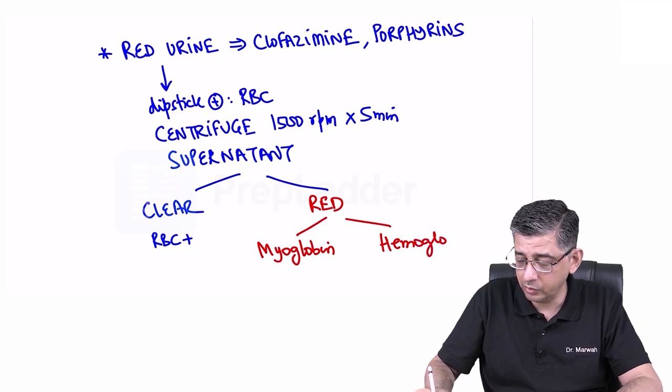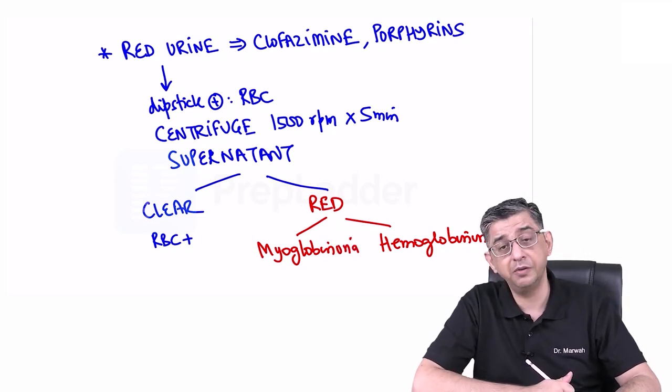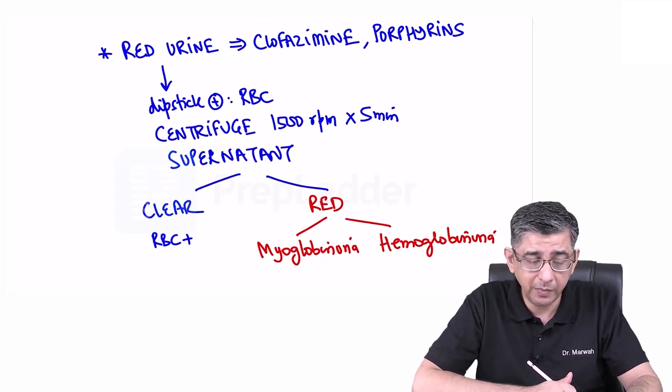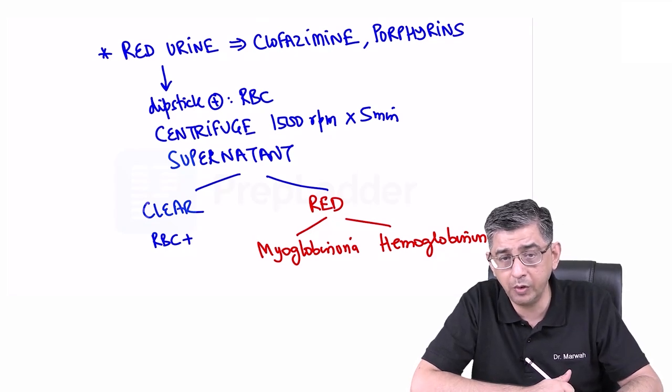So I have already given you the situations for myoglobinuria. That's going to be crush injury, rhabdomyolysis. I've already given you the situations for hemoglobinuria. It could be mismatched blood transfusion, paroxysmal cold hemoglobinuria, paroxysmal nocturnal hemoglobinuria.